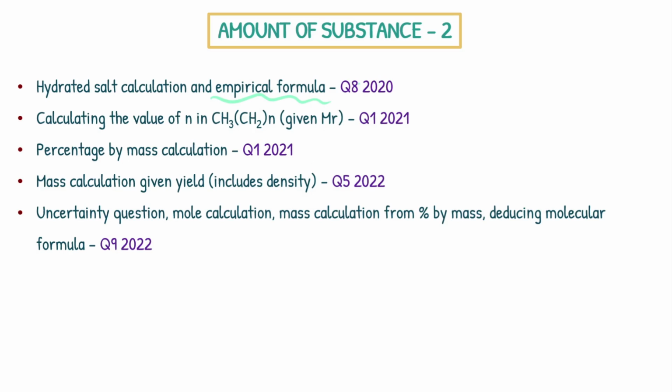Try and memorize that methodology, but it's only come up once really, so it's not too important, to be honest. Next one here, percentage by mass calculation. So try and learn that. Mass calculation given a yield, and this includes density calculation again. Uncertainty question, so a bit of practical stuff here, but this is included. So uncertainty is included under amount of substance, okay? Then you have a mole calculation, a mass calculation from percentage by mass, and then deducing the molecular formula. So again, molecular formula, guys, brush up on this as well as empirical, and you should be good to go.